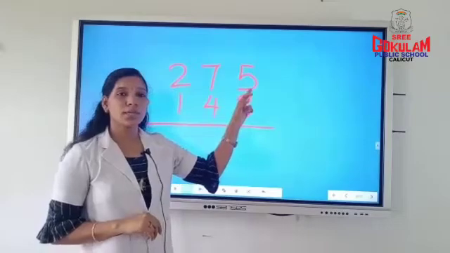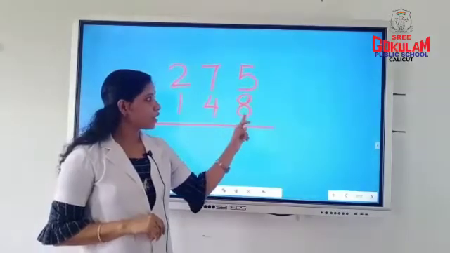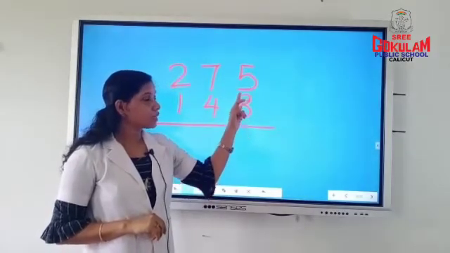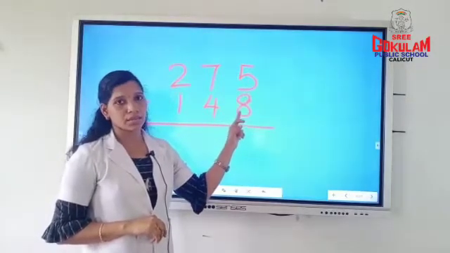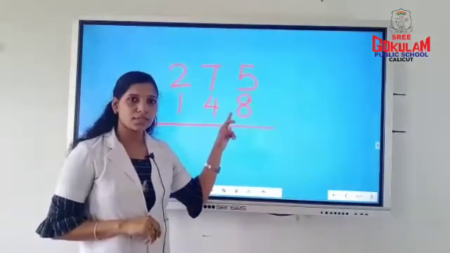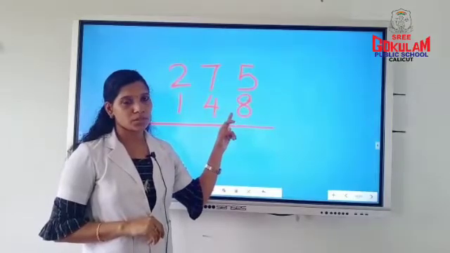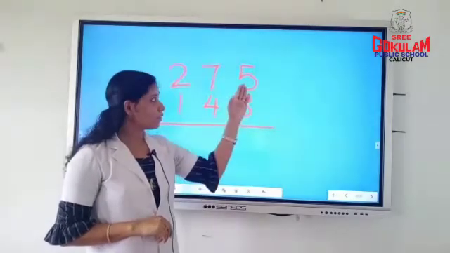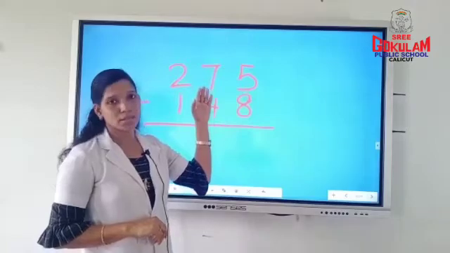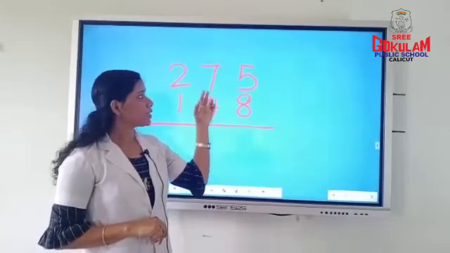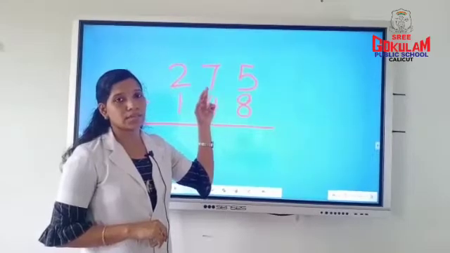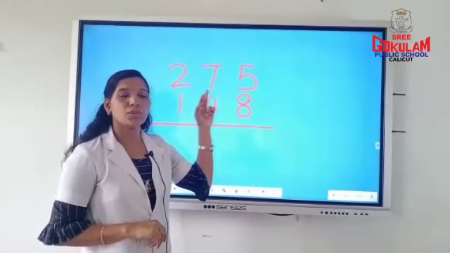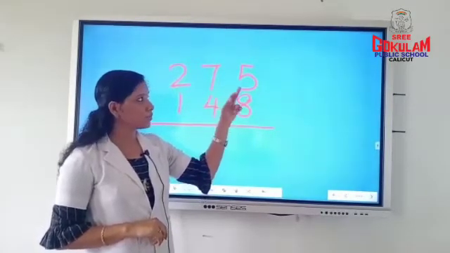What are the digits in the ones place? 5 minus 8. Here, children, 5 is smaller than 8. So can you subtract this? It's not possible. So what we will do is borrow from the nearest place. In the nearest place, that is the tens place, you have 7. That is 7 tens. So you can borrow 1 from there.